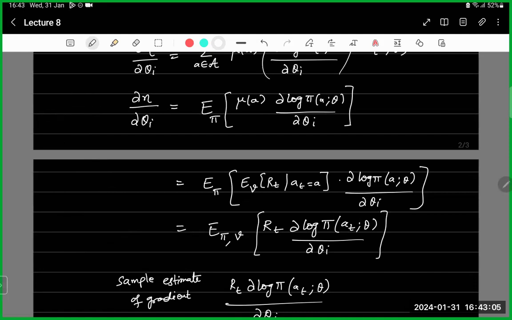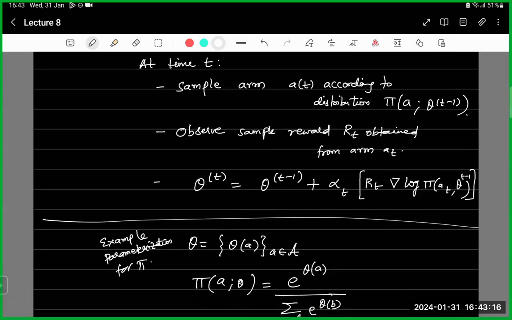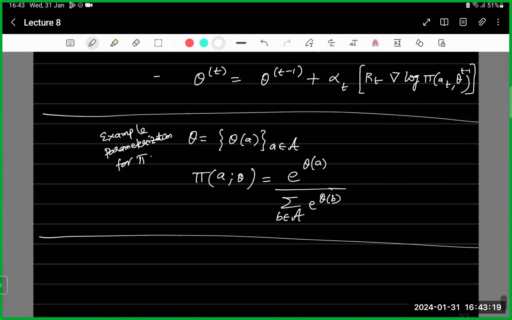Any other doubts before we proceed further? Everyone understood what policy gradient is and how to use value-based methods on top of the policy gradient method. Instead of using RT, you use mu bar of At. And that is called actor-critic.